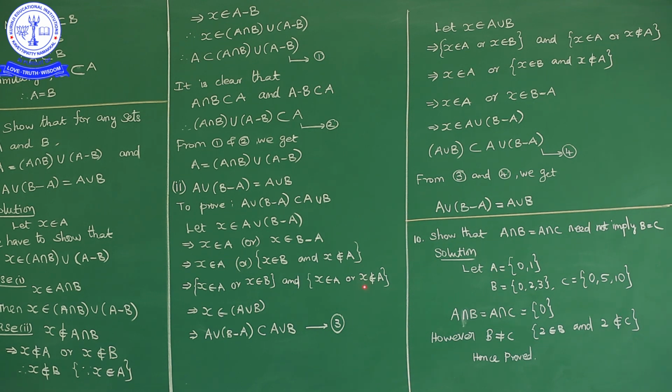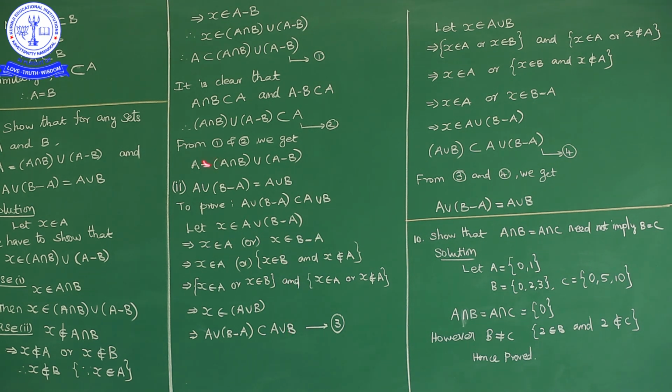X belongs to A or x does not belong to A, so we can consider it as the universal set. So x belongs to A or x belongs to B, and x belongs to A or x does not belong to A, which means x belongs to A union B. Now we considered an element x in A union (B minus A) and proved that x is an element of A union B. So obviously A union (B minus A) is a subset of A union B.